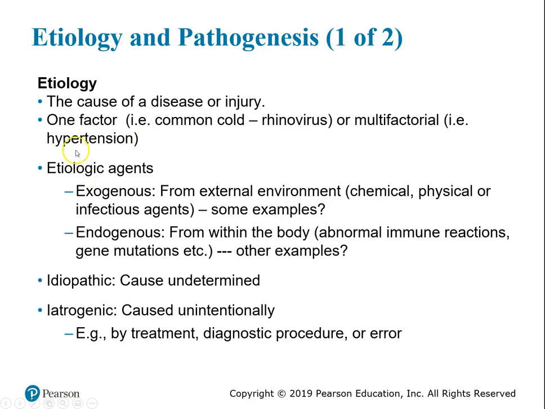If we talk about some different agents that can cause disease, there can be exogenous, or external, from the external environment, things like chemicals, right? They can be physical agents, infectious agents. And so again, if we were in class, I'd say, give me some examples of some external etiologic agents, right? What are some examples of those?